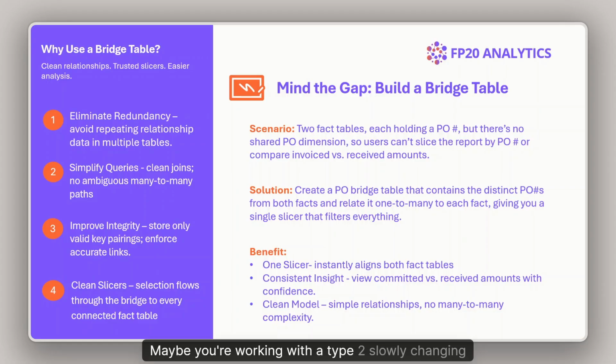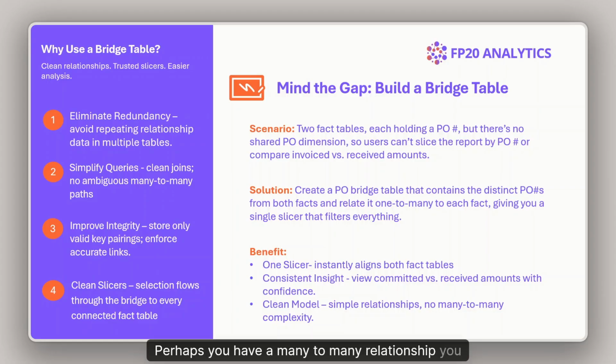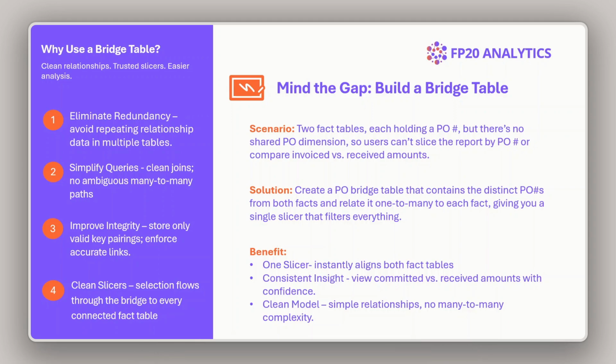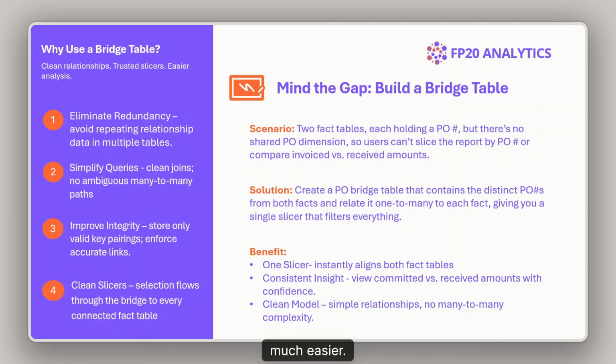Maybe you're working with a type 2 slowly changing dimension. Perhaps you have a many-to-many relationship you need to solve for. I will show you how a bridge table can solve these issues, bringing clarity to your model, improving your slicer behavior, and making analysis much easier.